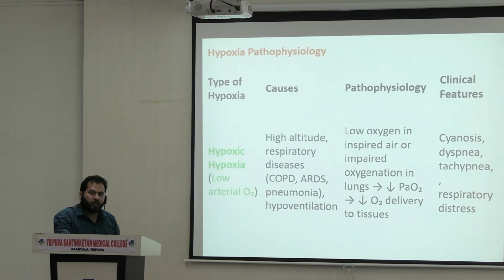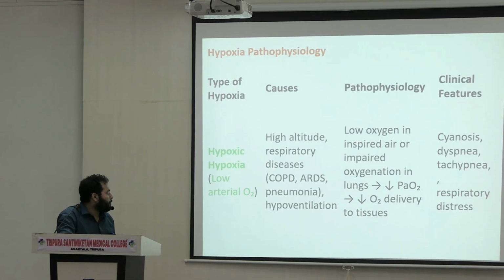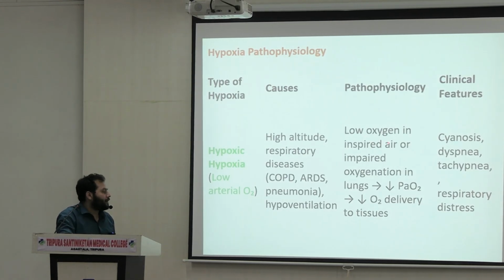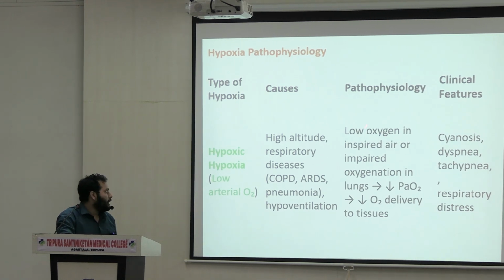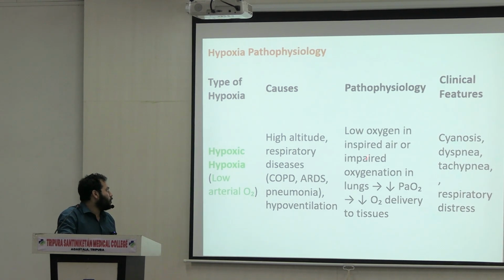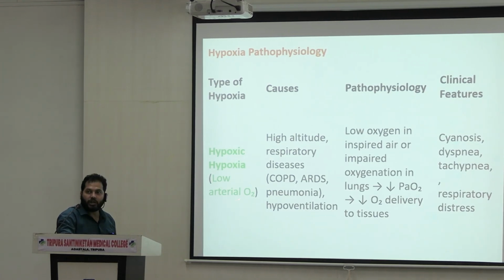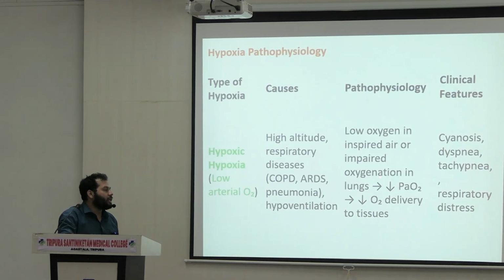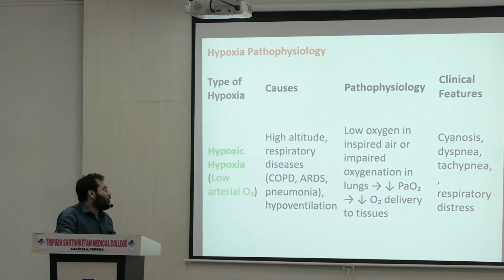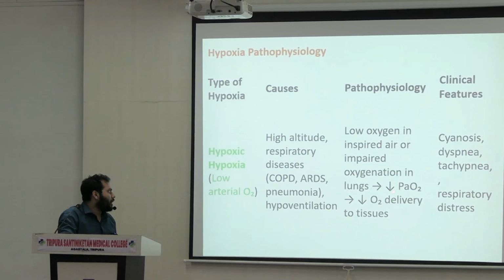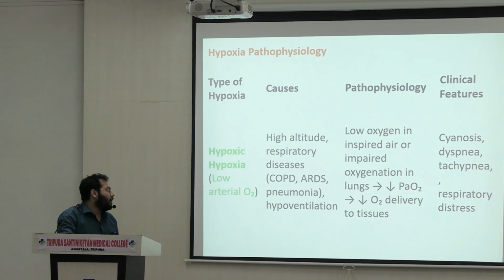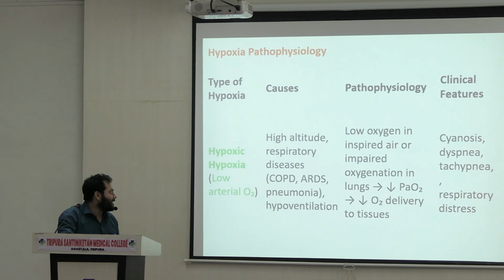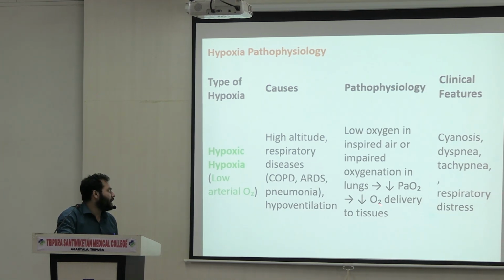Now, if you see the pathophysiology of hypoxic hypoxia, the most important thing is low oxygen in inspired air, right? This is the most important thing that leads to a decrease in arterial oxygen concentration. Other than this, in some cases there is impaired oxygenation of the lungs. If there is low oxygen in inspired air, obviously there will be a low partial pressure of oxygen in arteries, right? And if there is a low arterial partial pressure of oxygen, obviously it will affect the delivery of oxygen at the tissue level. So there is a decreased oxygen delivery to tissue.